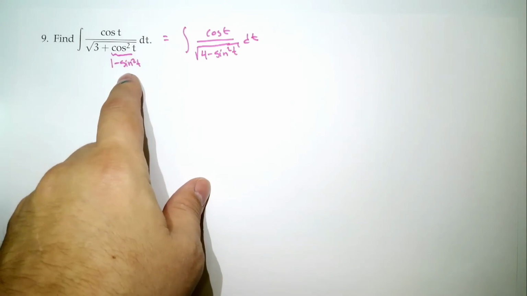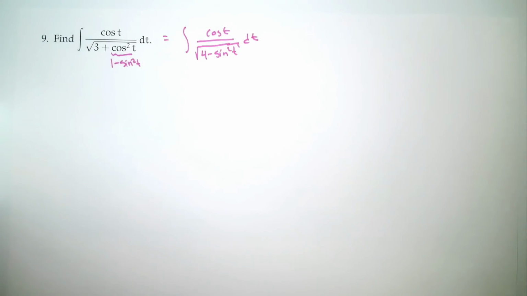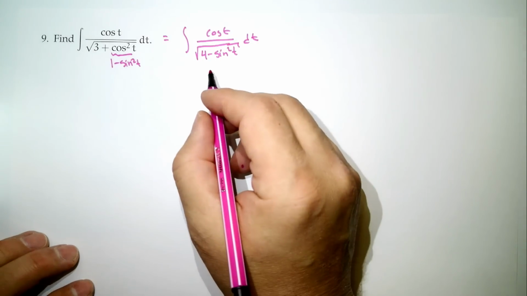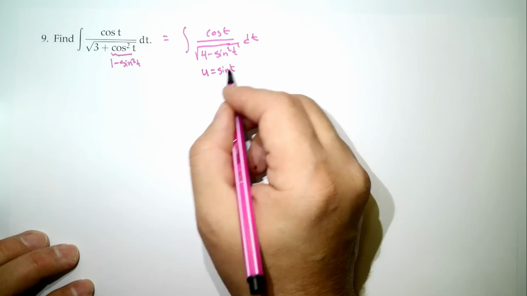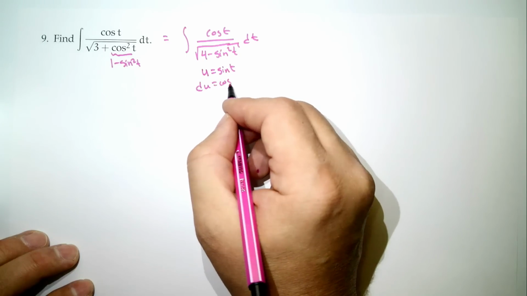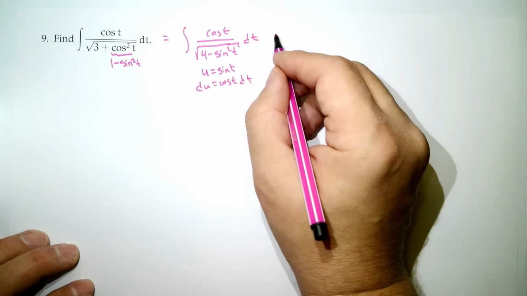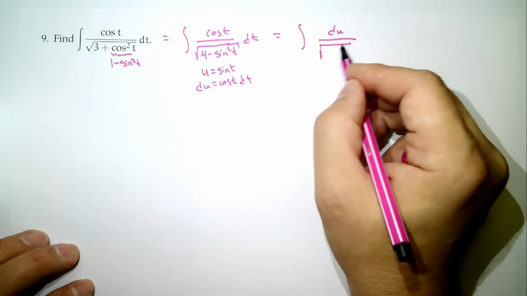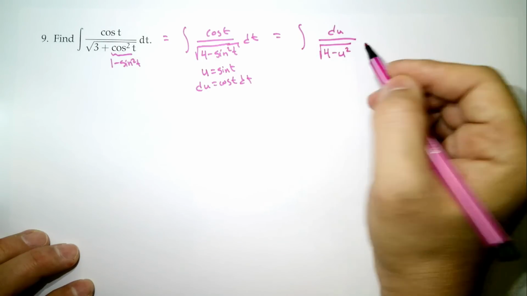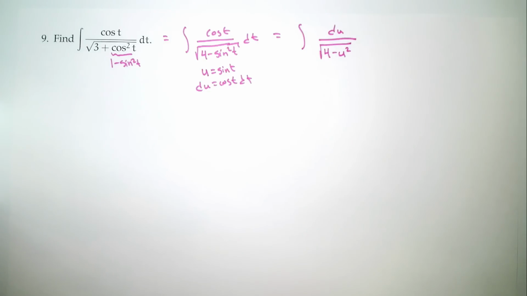Well, remember, cosine squared is 1 minus sine squared. So, all right. Now we're like, hey, that's what we had going for us. u equals sine of t. du would be cosine of t dt. Life is great. So we get du over square root of 4 minus u squared. Now, we say, aha. What do we do next?